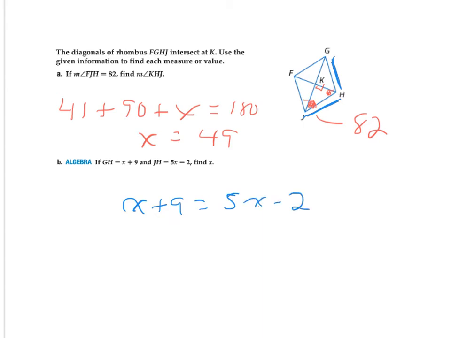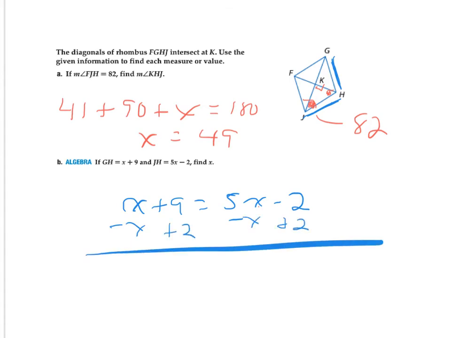Doing some quick algebra right now. I'm going to subtract the x, and add the 2 to both sides. It looks like I get 4x is equal to 11. So when I divide by 4, x is equal to 2.75, or 2 3/4. All right, let's go on to the next slide.